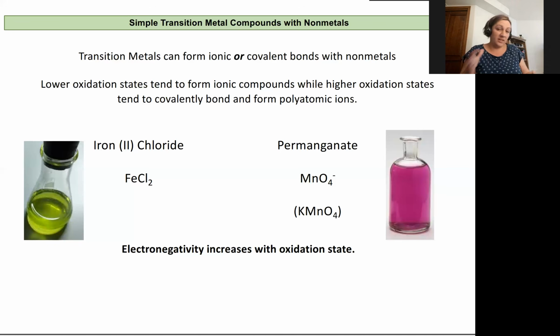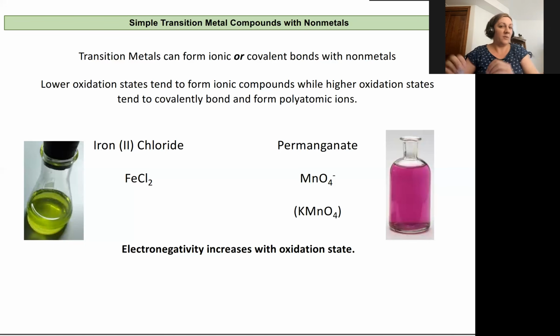And so here are two examples of this. We've got iron(II) chloride, which is that greenish, yellowish solution that you see to your left. It's just a +2 oxidation state on the iron, so one of our lower oxidation states, and it forms very much an ionic compound with the chloride ion.